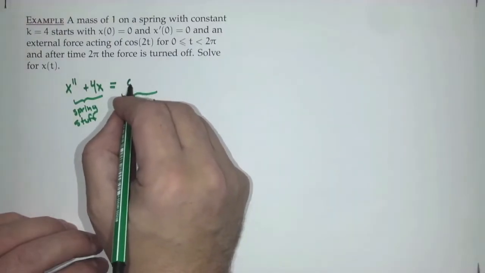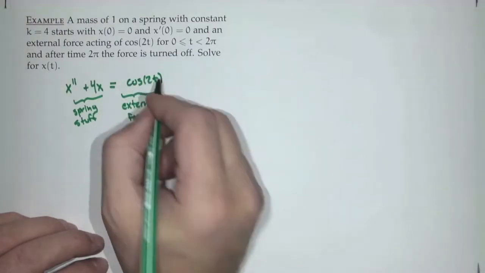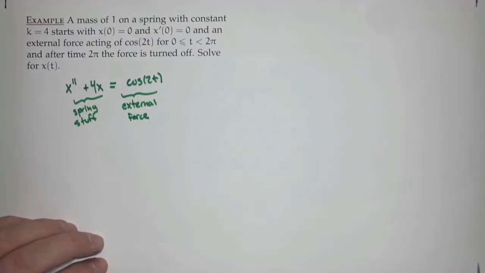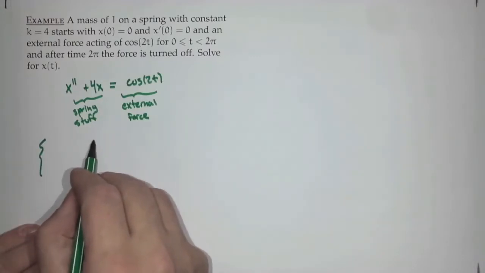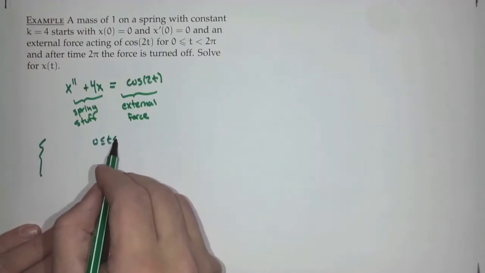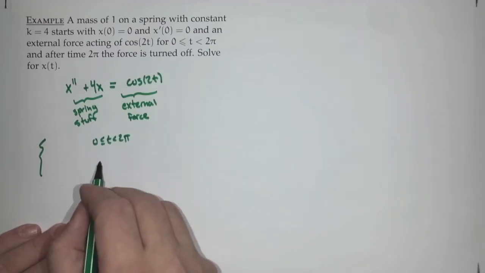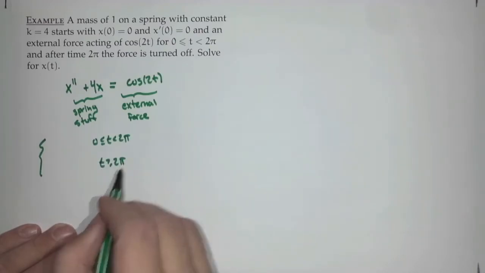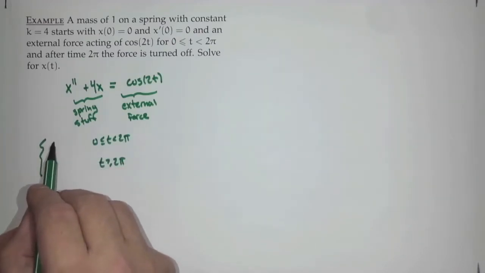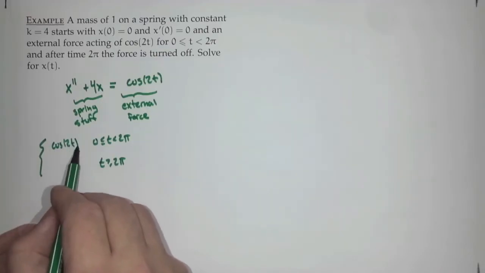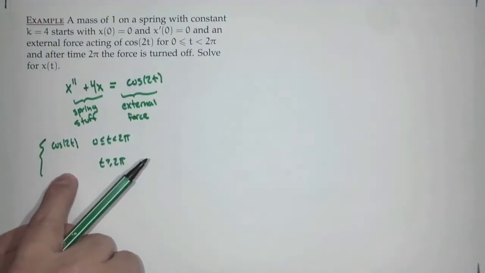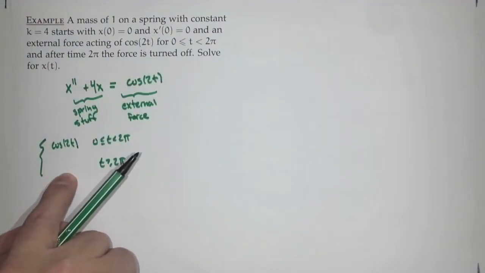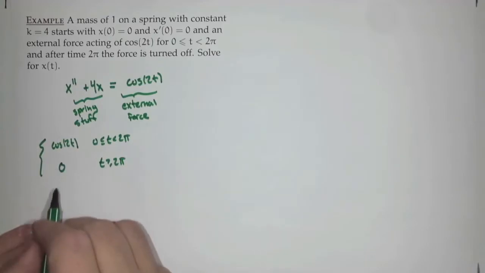Okay, so I think we can agree there's a cosine 2t. But does that capture everything? No. Because what's happening is that our external force has really two pieces. There's up to time 2 pi, and there's after time 2 pi. Before time 2 pi, that's the cosine 2t, which we've already written. And then it says after 2 pi, the force is turned off. So after 2 pi, what should we have? 0, because there's nothing acting.